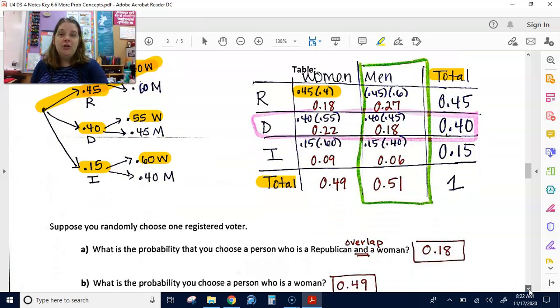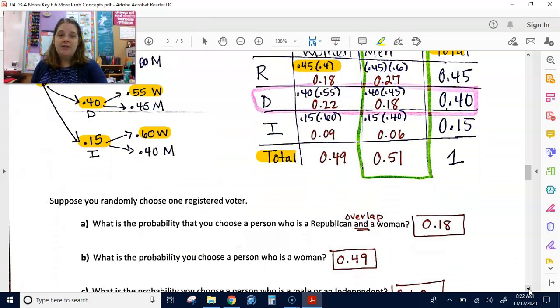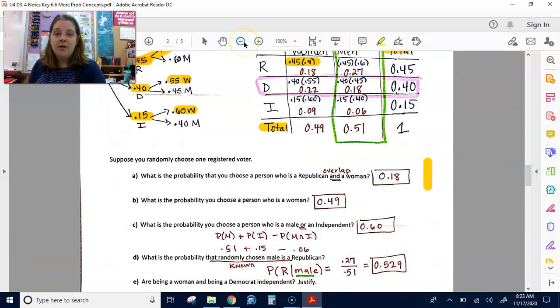So you should be able to answer questions such as, what is the probability you choose a person who's a woman and a Republican? That's just going to be that overlap, that 18%. As long as you have shown your work in the table, there's no work to show. You've got the product up there. What's the probability you choose someone who's a woman? I can read that right off the table. That is 49%.